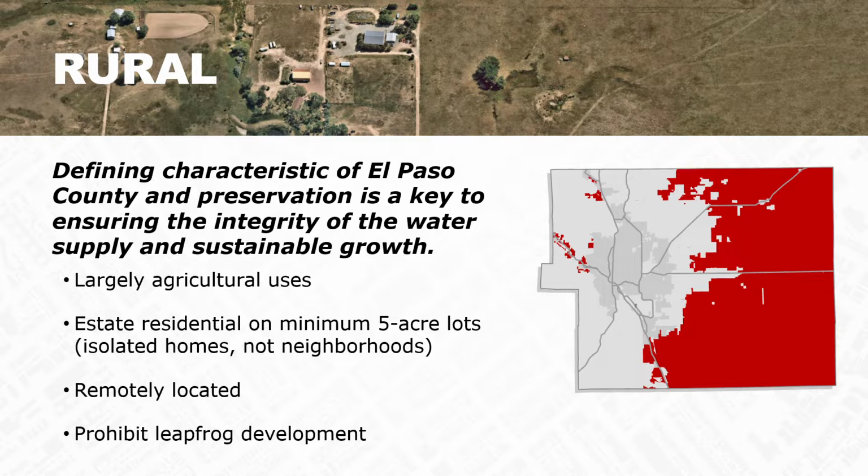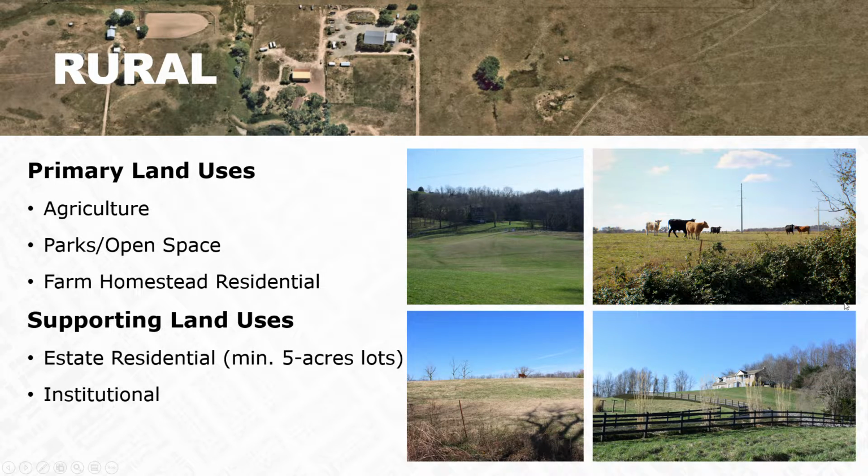These areas designated for rural place type are largely agricultural uses and estate residential on minimum 5-acre lots, primarily isolated homes, and they're really not developed neighborhoods. These areas are generally remotely located, and the idea is to prohibit leapfrog development, meaning we don't want someone to jump out into these areas and start building traditional neighborhoods in areas that are defined as being rural and estate residential. In these rural areas, the primary land uses are agriculture, parks and open space, and farm homestead residential.